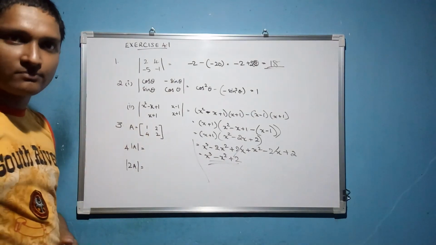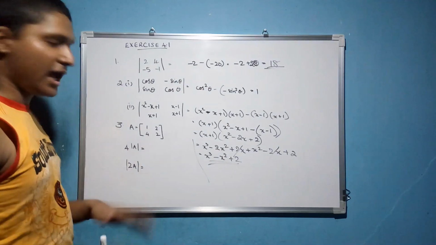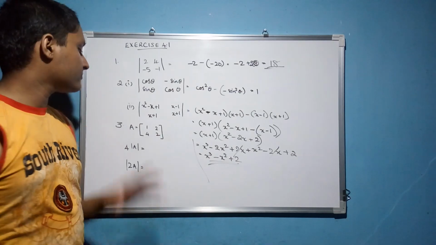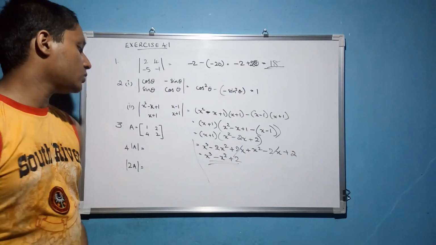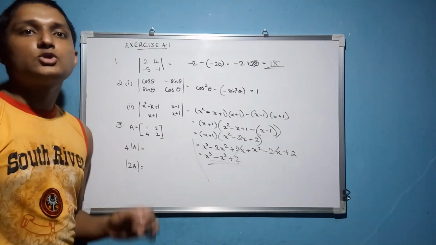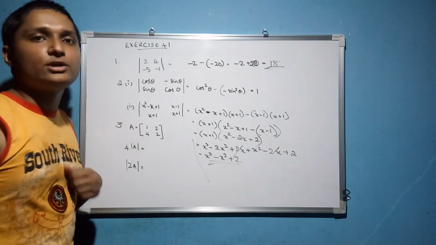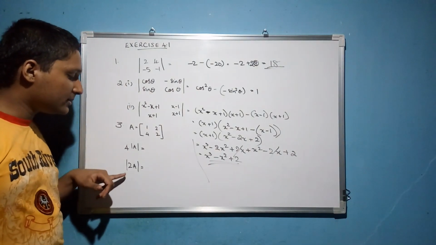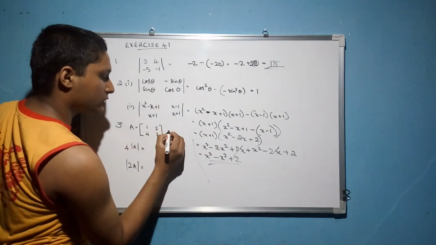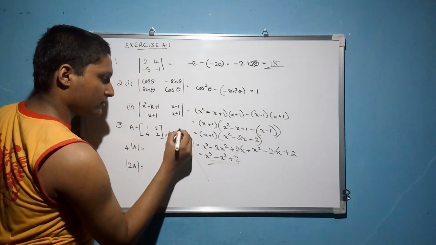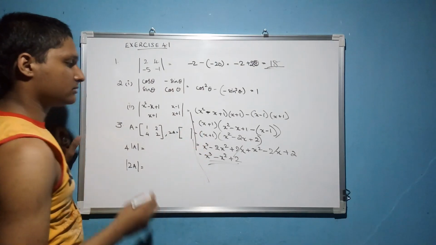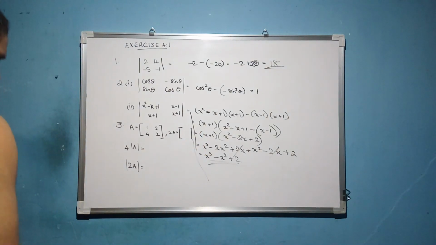Next you have your third question. The third and fourth questions are very similar, so I'm going to do only the third question here. You are given a matrix A as 1 2 4 2, right? The question is, we are asked to prove that 4 times the determinant of A is equal to the determinant of 2 times A. So first of all we'll find what is 2A.